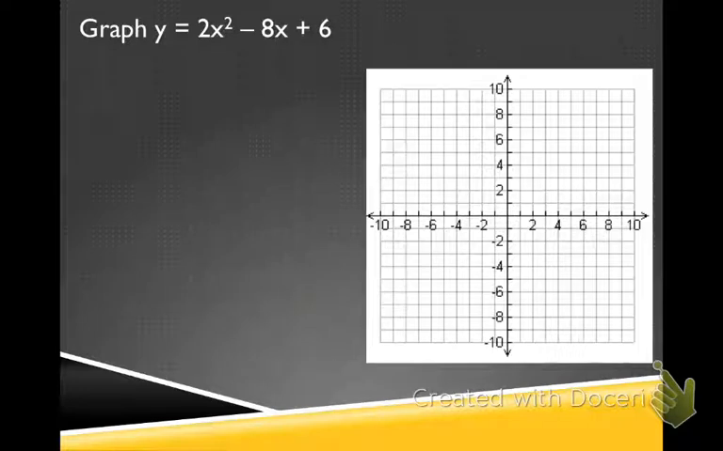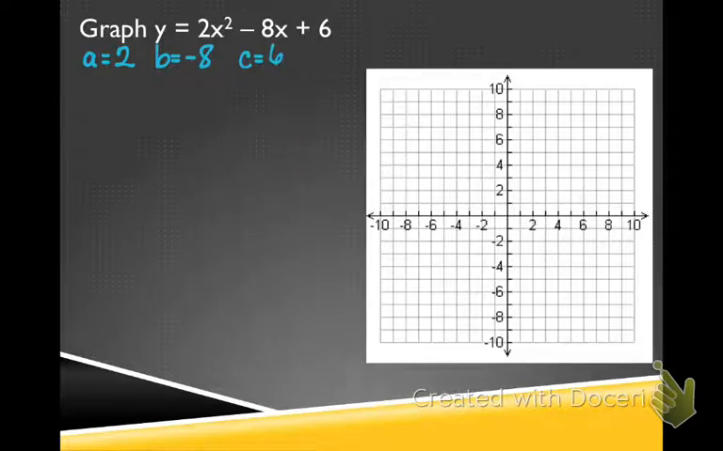We want to graph y equals 2x squared minus 8x plus 6. The first thing we have to do is work to figure out our vertex. To be able to do that, we need to make sure we know what all of our values are. So we have to first figure out a, b, and c. In this case, a is equal to 2. It's the number in front of the x squared. b is the number in front of the x, which in this case is negative 8. And c is just the constant at the end, which for this one is 6.